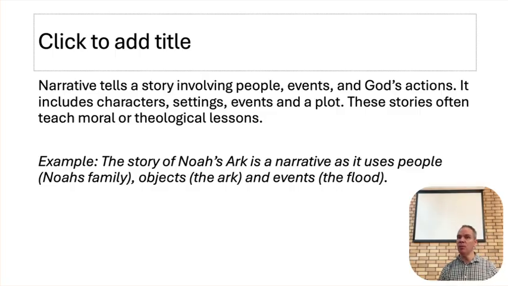The second question asks me to name an example and explain it. The story of Noah's Ark is a narrative as it uses people, such as Noah's family, objects, such as the ark, and events, the flood. Note that in my example, I've actually used part of the definition to explain why this is considered narrative.